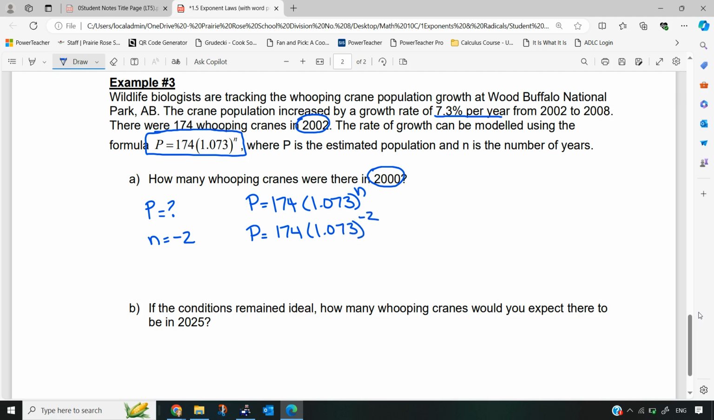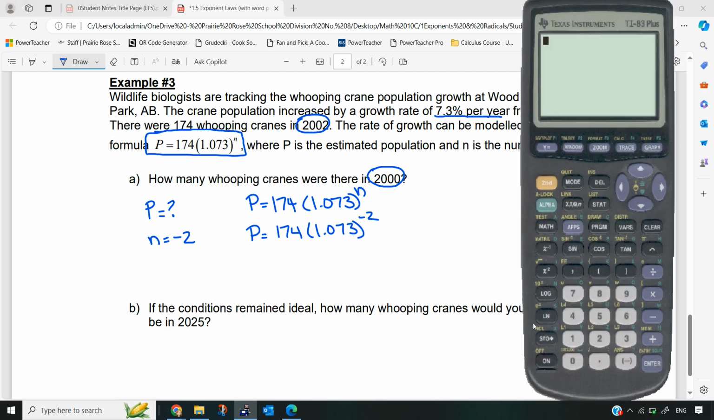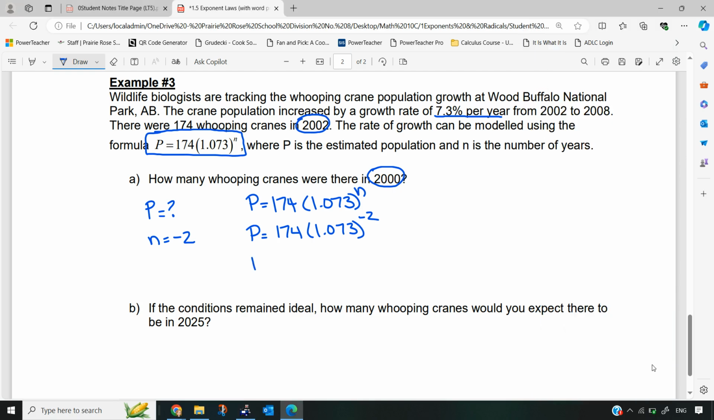At this point, you are perfectly fine to put it into your calculator. So we would type 174, open our bracket, 1.073, close your bracket, and then exponent -2. Now notice your negative is down here on the bottom, not up here. That's your subtraction side. And so you should get 151.1296. And because we're talking about the population of the whooping crane, we're not going to have 151.1296 birds. We're going to have 151 cranes.